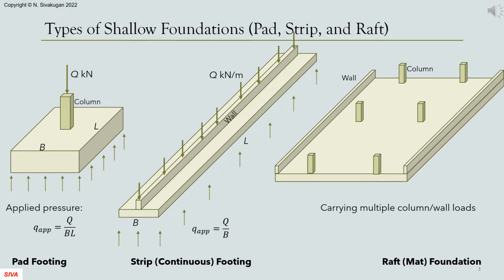A pad footing carrying a column load, and a strip footing carrying a wall load, are two major types of shallow foundations. A raft carries multiple column and/or wall loads. In this chapter, we will focus mainly on the first two types, pad and strip footings.